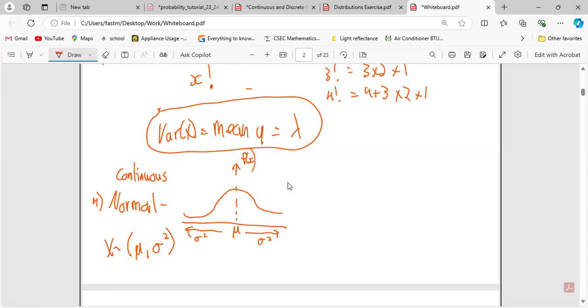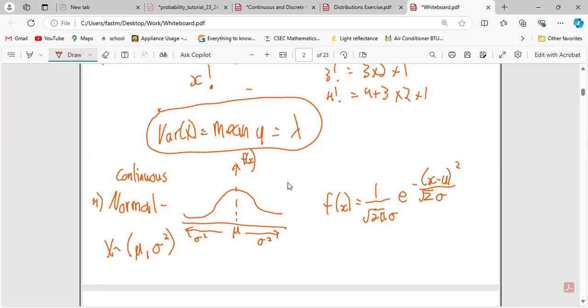And there's a PDF. The equation is one I just want you to know, which you have to use for a lot of other proofs. So it's 1 over the square root of 2 pi sigma squared, times e to the minus (x minus mu) squared, all over 2 sigma squared. So that's what you need to know for this.